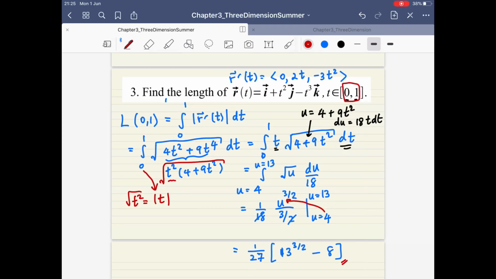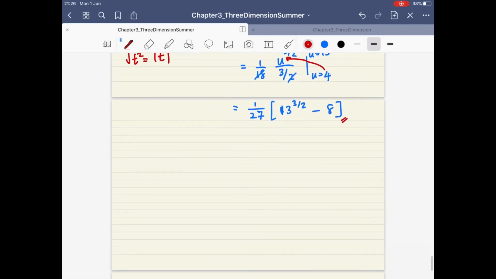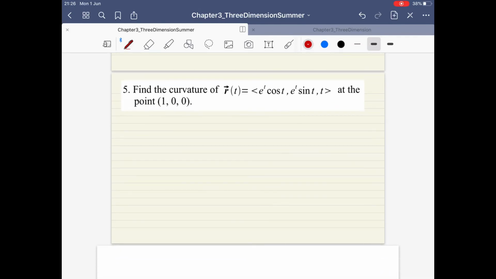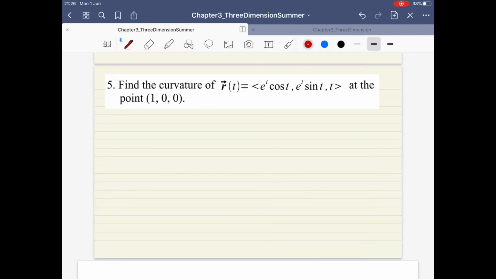Okay, so again, you may need to go back and recap your knowledge about how to find the integration of this kind of term. Okay, so let's take a look at another example, just to remind you on finding the curvature of this vector function. The curvature is your r prime cross your r double prime, find the length, and then divide by the length of r prime raised to the power 3.